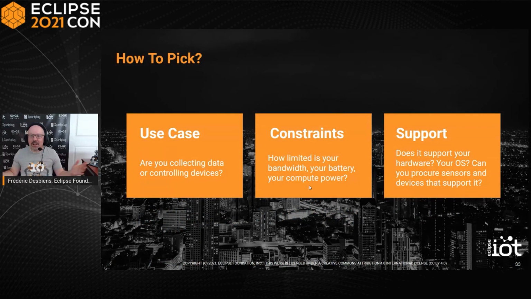So ultimately, how would you pick one of those protocols, or maybe more than one, depending on your use cases? It all boils down to three things. First, your use case. Are you collecting data or controlling devices? If you're collecting data, maybe publish subscribe is better. If you're controlling devices like a light switch, maybe a request response protocol is more appropriate. So sometimes you will implement more than one protocol depending on what you're trying to achieve.